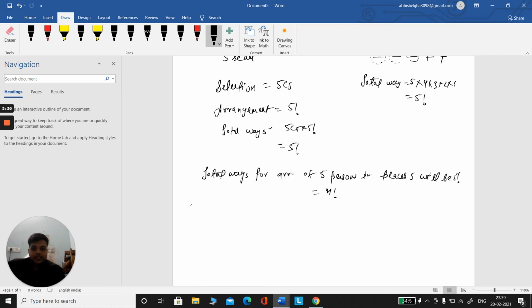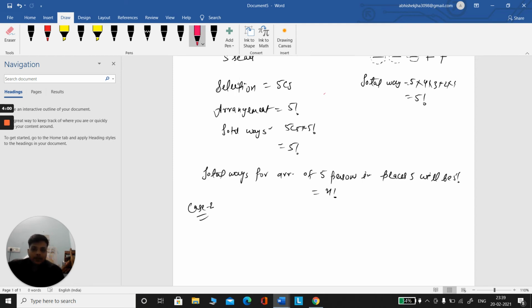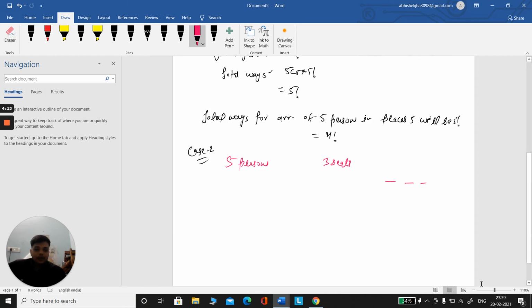So now let me consider case 2. Now there are 5 persons and the number of seats is 3. In case 1 we had the number of persons and number of seats equal, but in this case we have considered 5 persons but there are only 3 seats available. So what will be the number of ways now? Let me explain this concept. So case 2 is 5 persons are there and the number of seats is 3. What will be the total number of arrangements? There are 3 seats and we have to accommodate 5 persons.